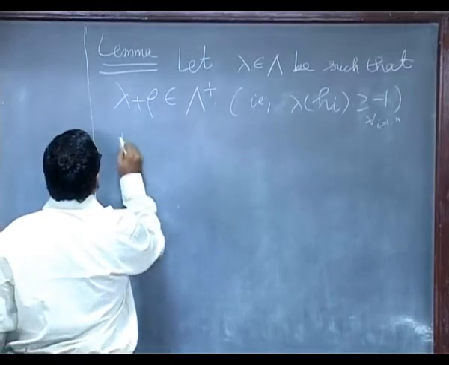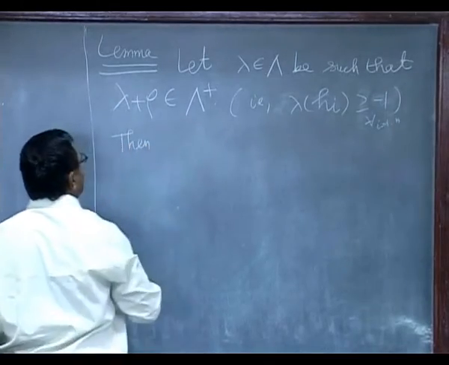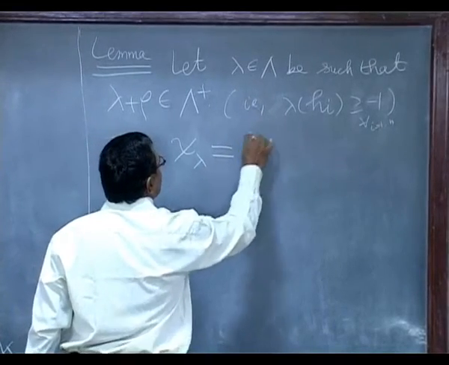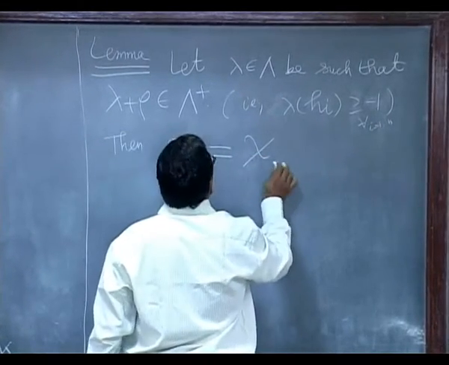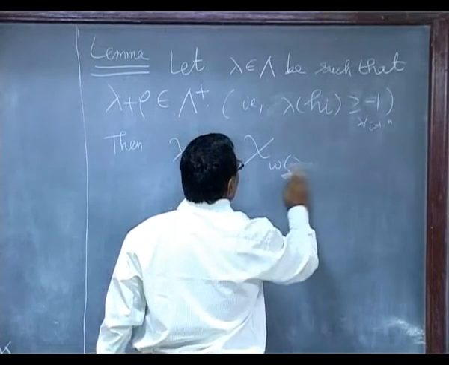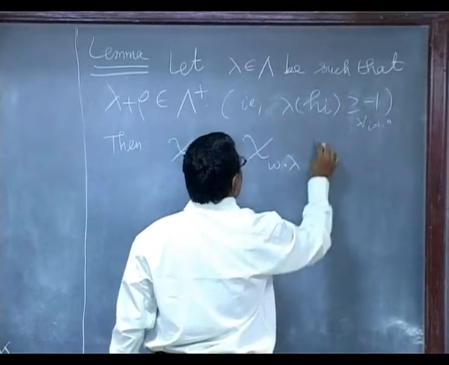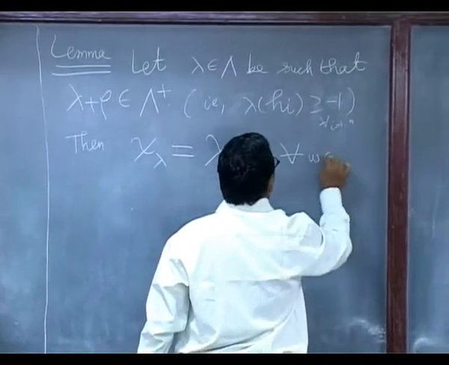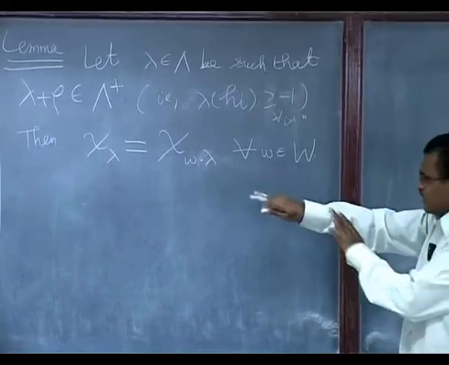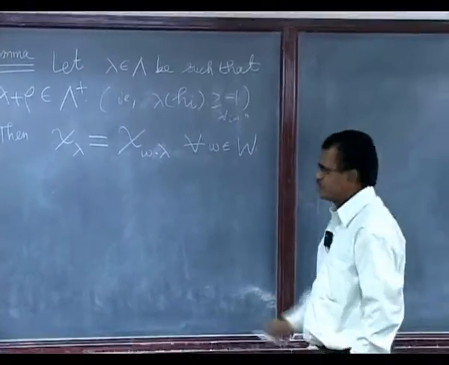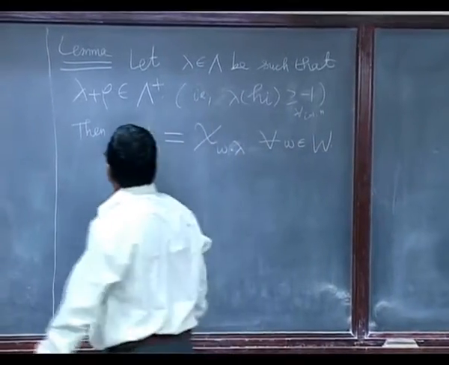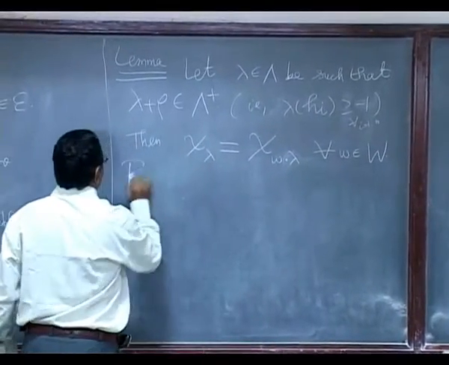Then chi of lambda is equal to chi of w dot lambda for every w in the Weyl group. So I say that these two characters, I mean homomorphisms, are the same. That means for every z in the center they are the same. Okay, so let us give a proof of this.